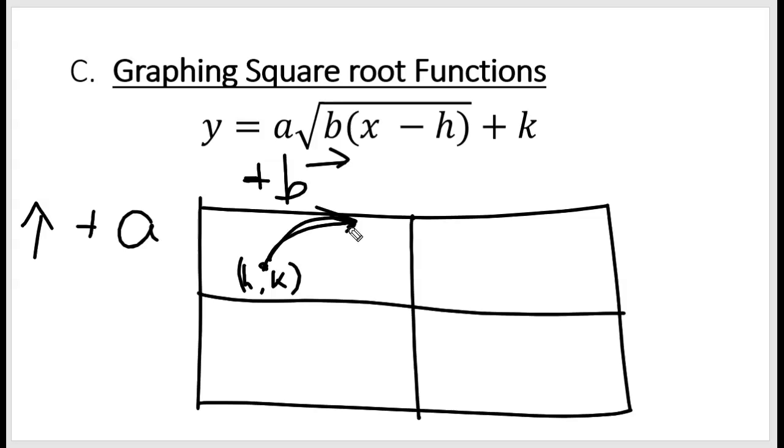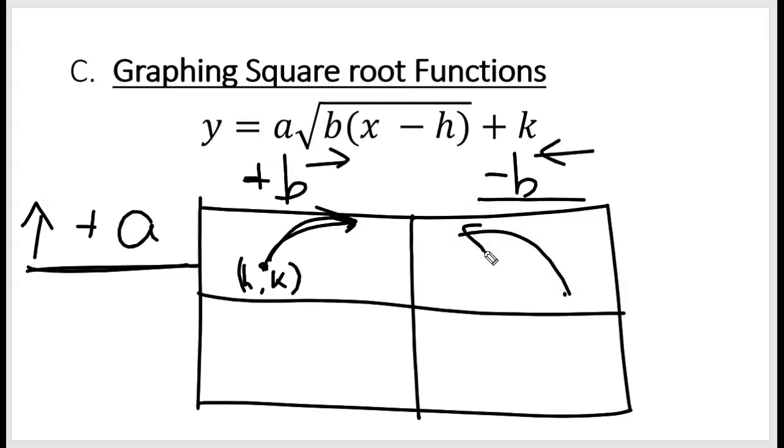Okay. Now, let's say, though, that B is negative. Well, a negative B makes it go left. So let's say we have a positive A but a negative B. In that case, it's going to go up because of the A, but left because of the B. So it's going to look like that. It's flipped over going to the left. And once again, that point right there is the H, K point.